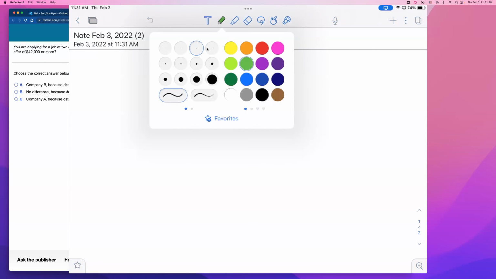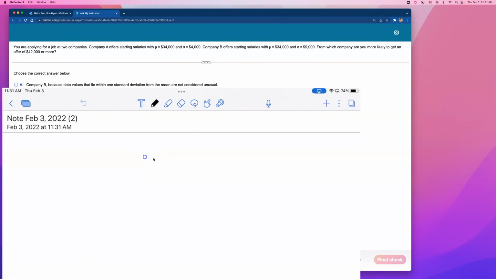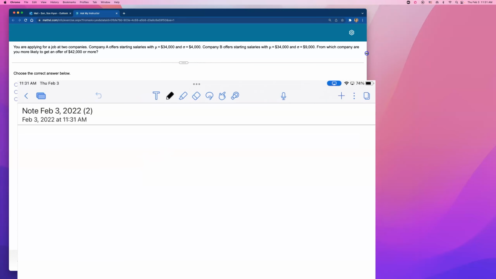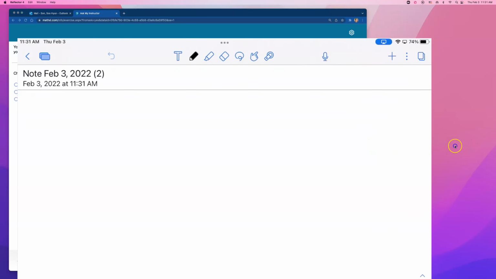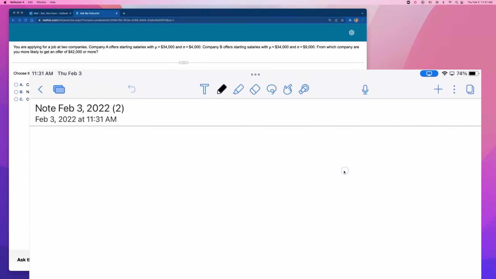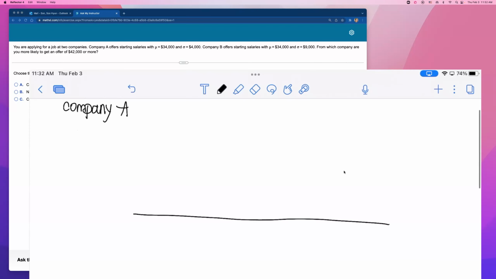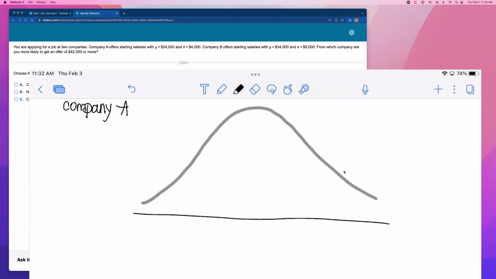A lot of things in real life, we can apply this empirical rule because the distribution is going to be roughly symmetric. Here's the picture for company A, okay? Company A. I will have a nice bell curve as a picture. And in the middle, I have 34K.